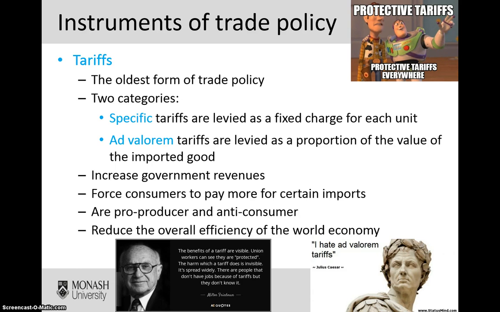Milton Friedman, one of the all-time most recognised economists, says that the benefits of tariffs are visible. You can see when there is an additional cost on imports, which is protecting the local workers. But the indirect flow-on consequences of tariffs are the thing that hurts us, not just for us as consumers having to pay more, but also the increased supply costs which often result from the application of tariffs. And you can also see Julius Caesar, one of the great Roman leaders who obviously spoke Latin, somewhere quoted saying, "I hate ad valorem tariffs." He may or may not have actually said that, but you do get the point here.